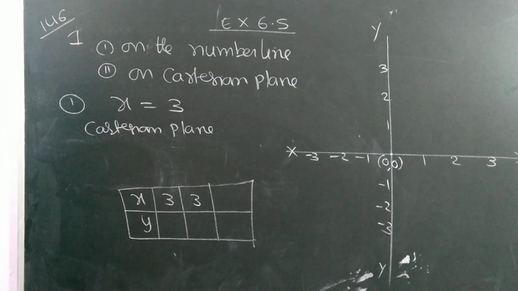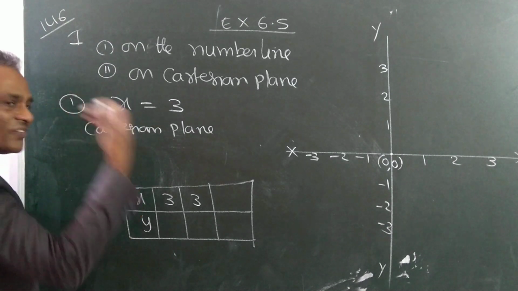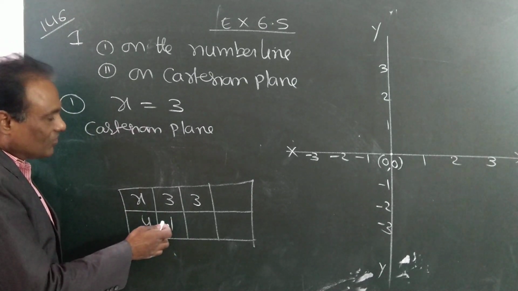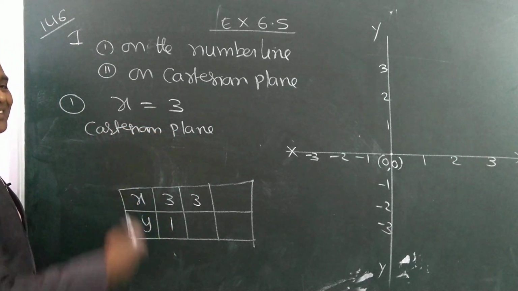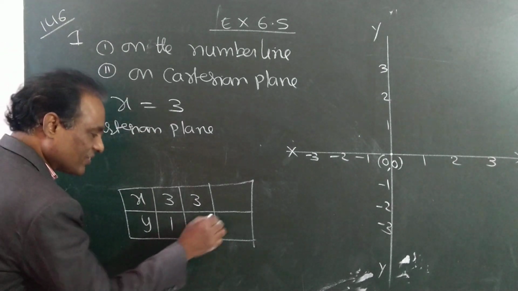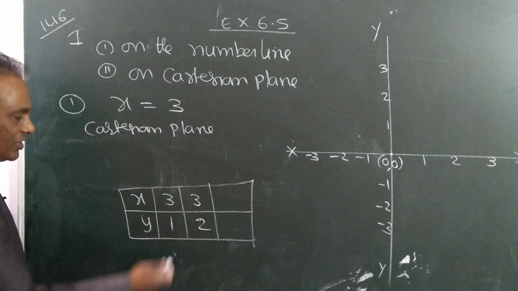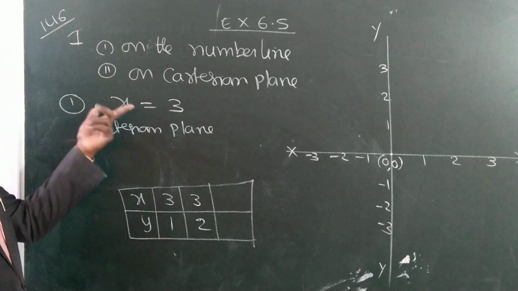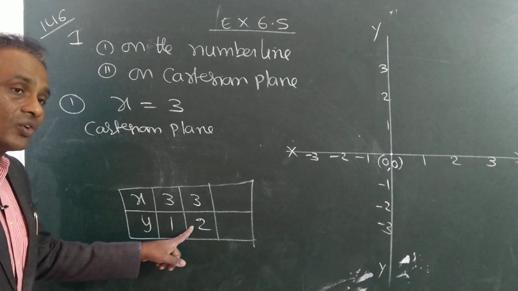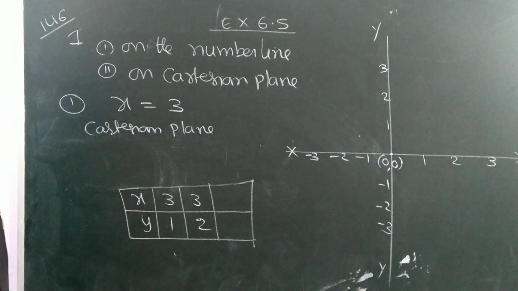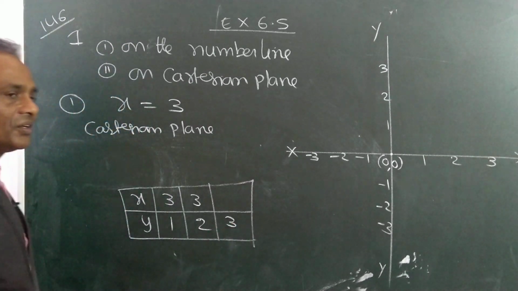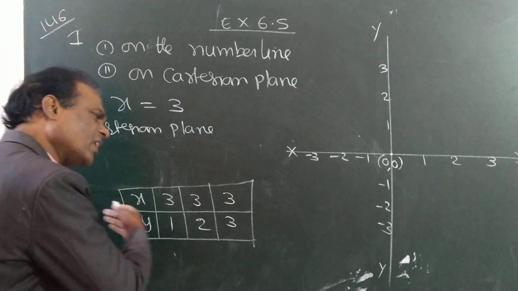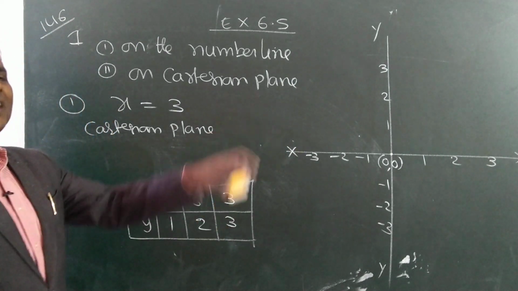What is the y value? You take any y value. Suppose I take y is equal to 1. What is x? 3. Suppose I take y is equal to 2. Whatever may be the y value, there is no significance for y here because we can't substitute y. Suppose I take y is equal to 2, what is x? 3 only. Suppose I take y is equal to 3, what is x? 3 only. X is 3 only always. Whatever y values you take, x is 3 only.